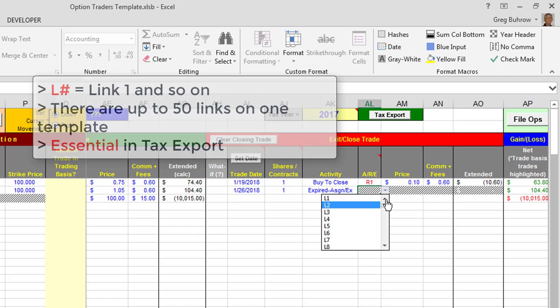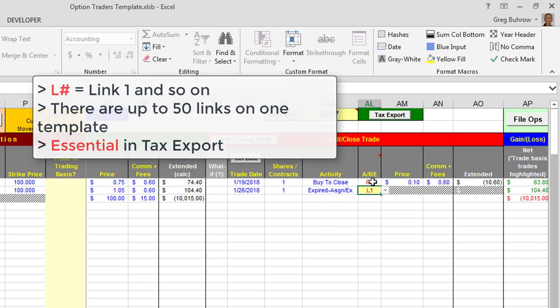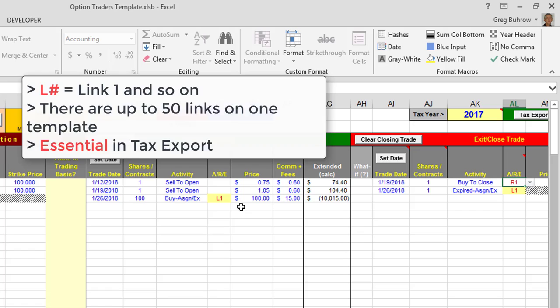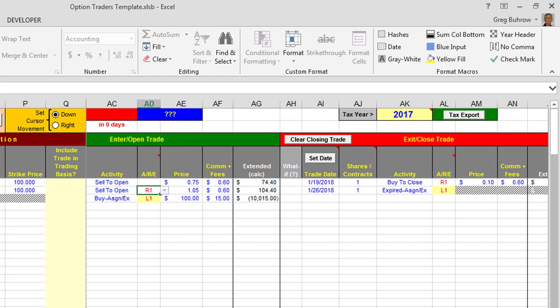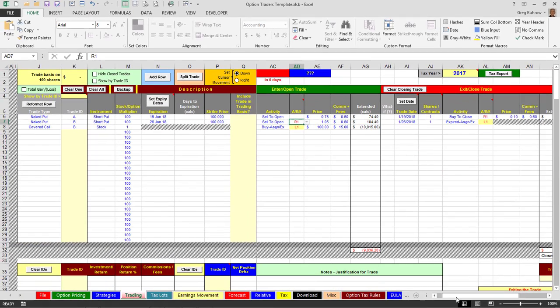Now I use my drop down to link this. Now this one, I closed it and I rolled it to this trade here. Now these are just links. There are 50 of them, and there are 50 rolls. So the way you can track this is, this was roll 1, 2, this was the result of roll 1. This is where I rolled it out. So I was assigned the shares, and now I'm going to trade it as a covered call. Again, this is optional. You don't have to do this. It just helps you identify your trades. Trade ID B, and it's stock.